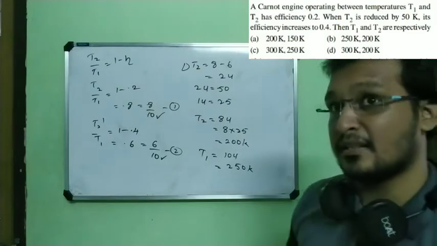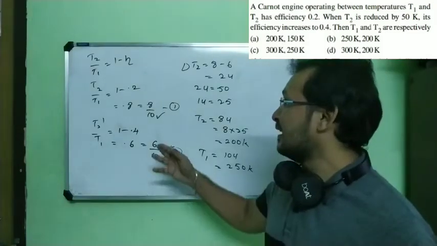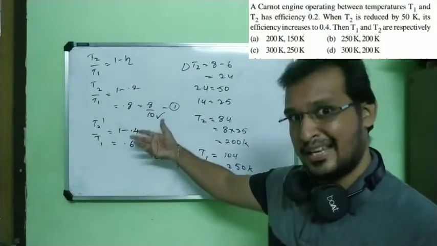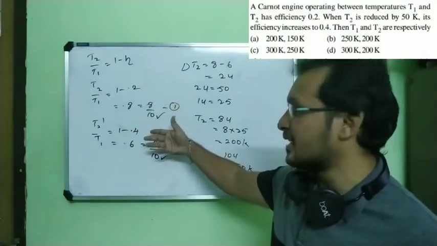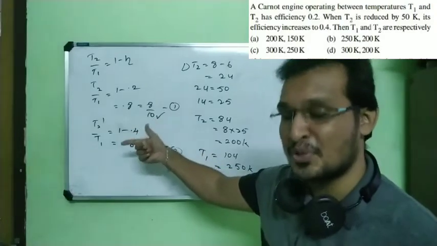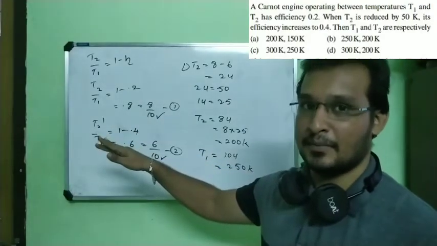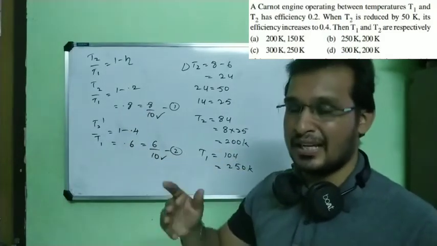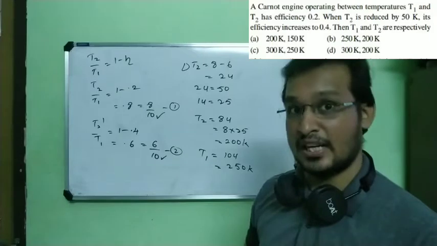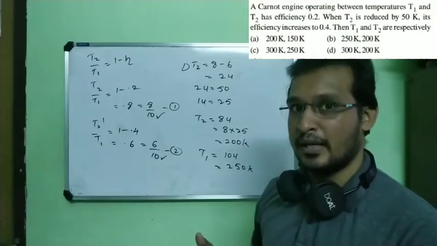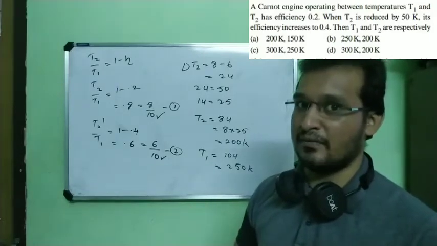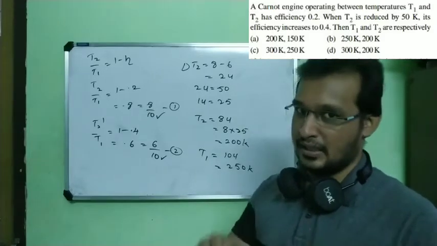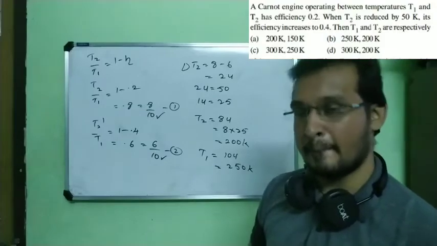Okay, and you can see that you can increase the efficiency of a Carnot engine or any engine by either increasing the source temperature or decreasing the sink temperature. If T2 decreases or T1 increases, eta will increase. But the effect is more in the case of increasing the source temperature. That is also another question. Increasing the source temperature will give a better effect on the efficiency when compared with decreasing the sink temperature. Okay, fine.